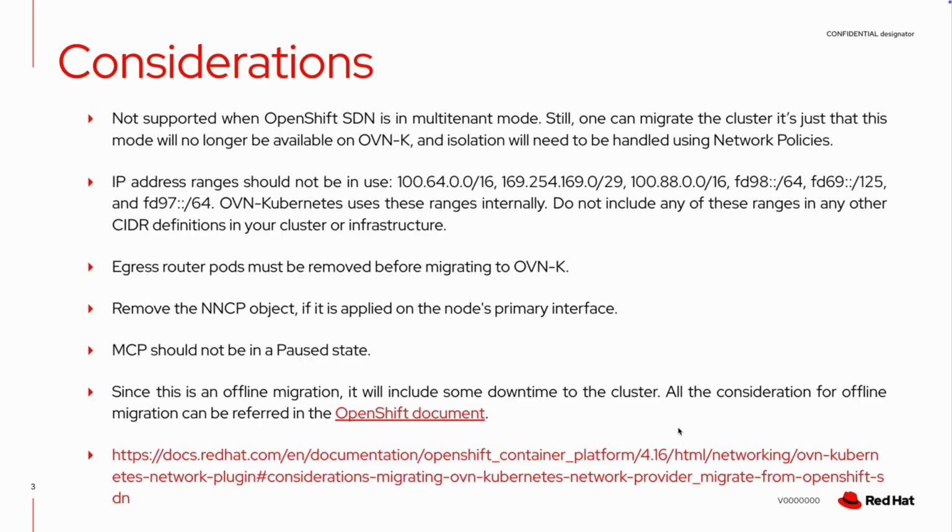Make sure these CIDRs are not used by OCP nodes, and that the cluster CIDR or the service networks do not overlap with them. The egress router must be removed from the cluster if it is deployed. Remove the NNCP object if it is applied on the node primary interface. MCP should not be in paused state. Since this is an offline migration, there will be some downtime. There are many other considerations as well, which can be looked into in the OCP documentation.